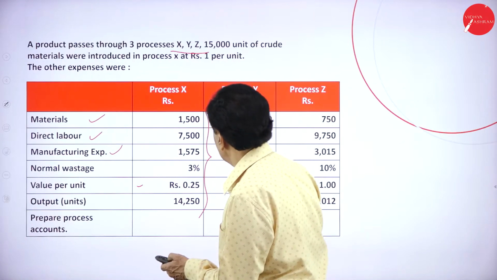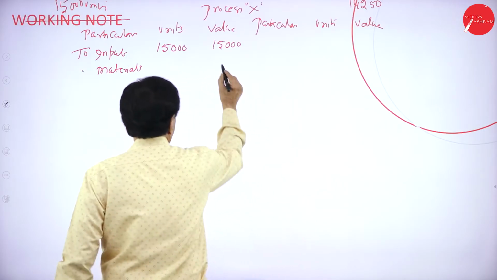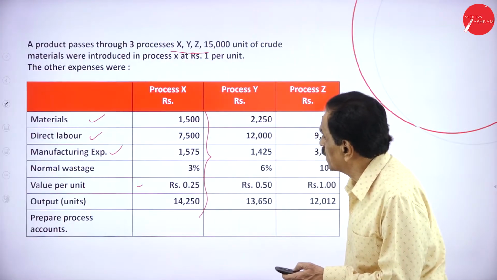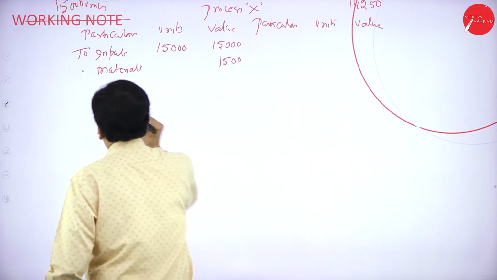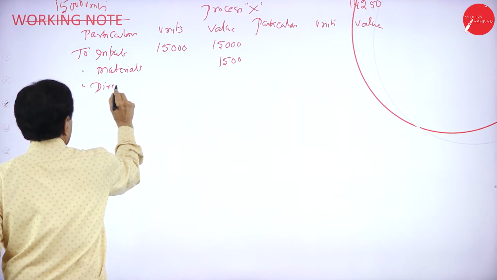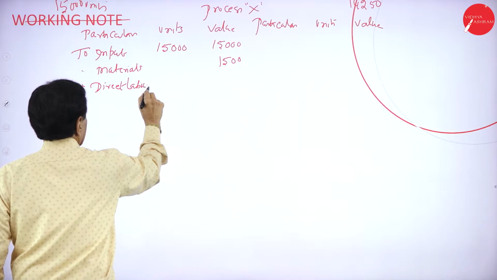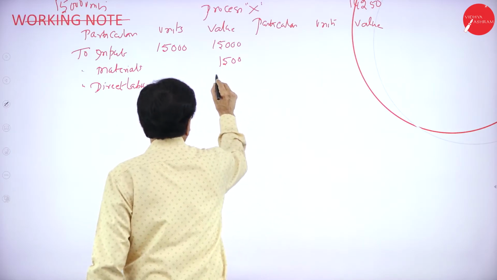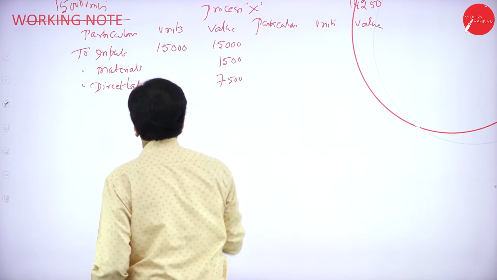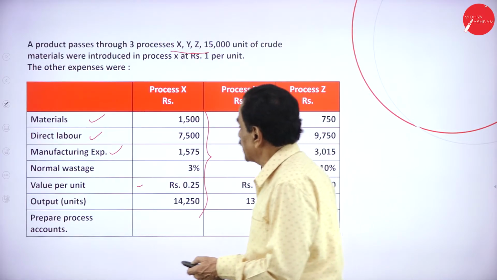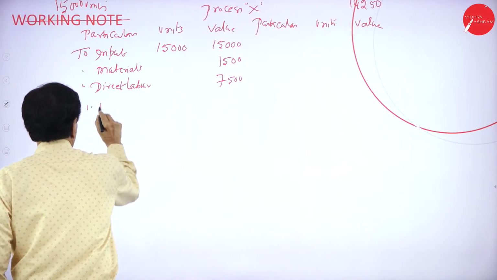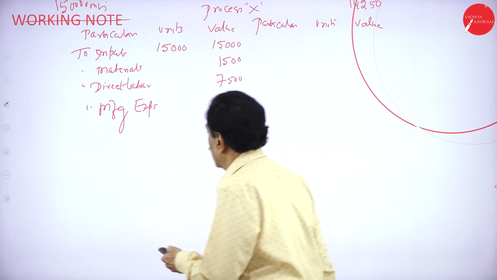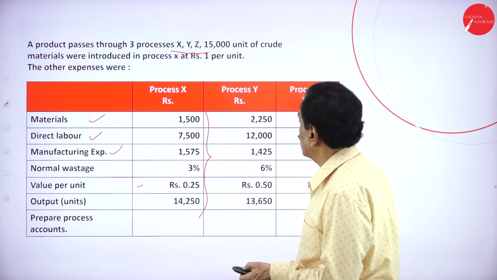What's the value of the materials? 1,500. What is the next one? Direct labor. Your direct labor will come to 7,500. What is the next one? Manufacturing expenses, MFG. Your manufacturing expenses are 1,575.